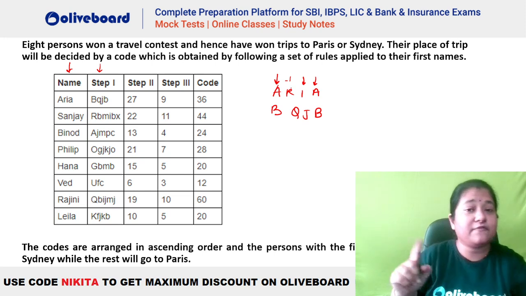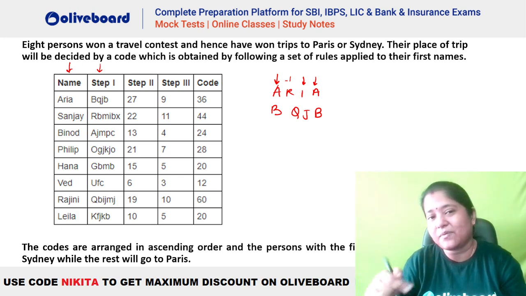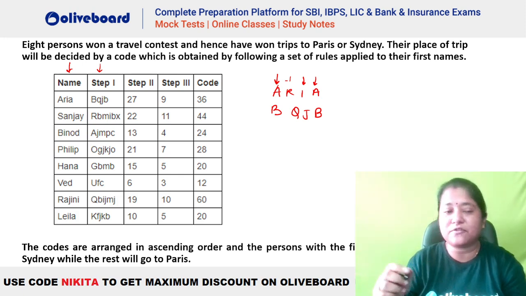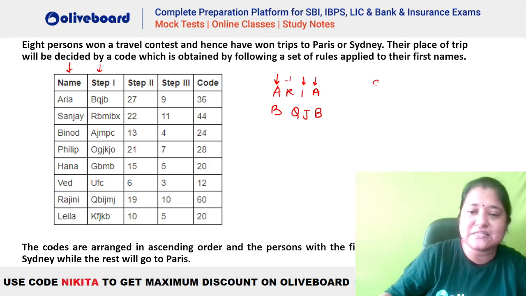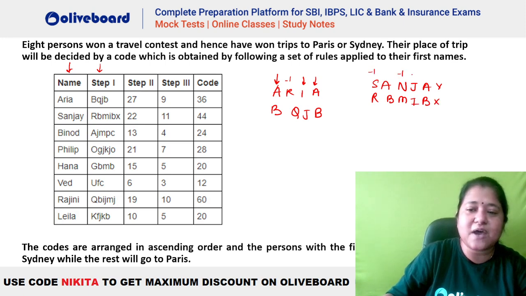Right? So be careful. Please check the complete sequence here. Don't just go away with plus 1, plus 1. Here R has minus 1 happening, right? Be careful. Similarly, if you check Sanjay, Sanjay has become RBMIBX, isn't it? So you can see here, this is minus 1, minus 1, minus 1, minus 1. But this again is plus 1 and this again is plus 1.